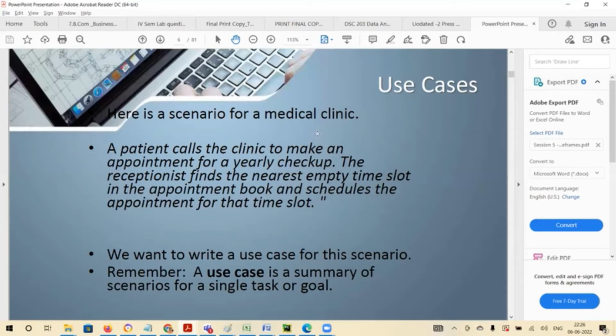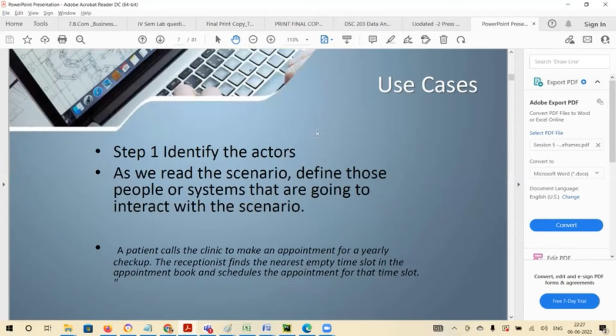This is how you will describe it. First, you have to give it a name. Can I give a name to this scenario? You can call it make appointment, or create appointment. For your reference, the text is written down in smaller font.